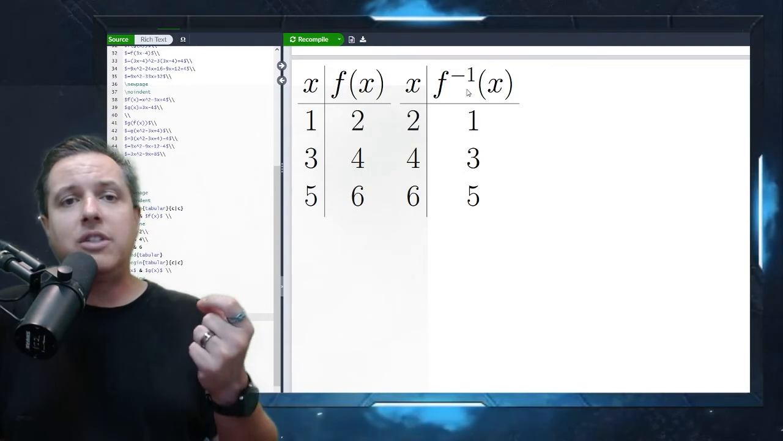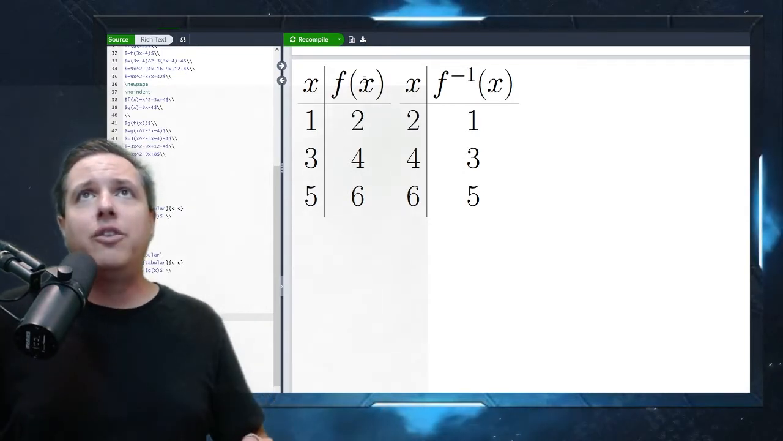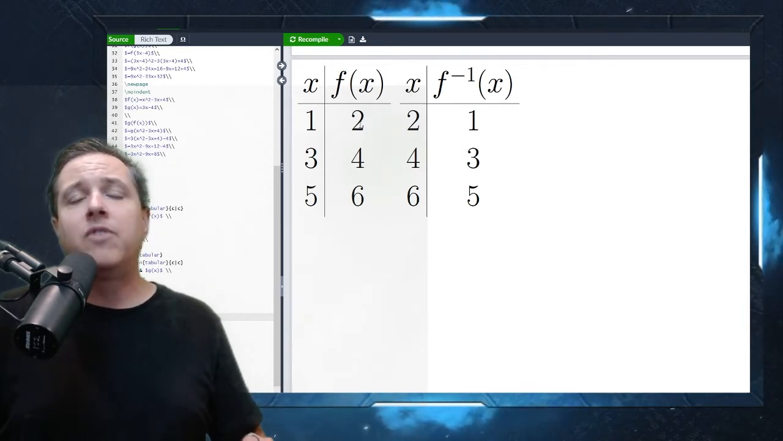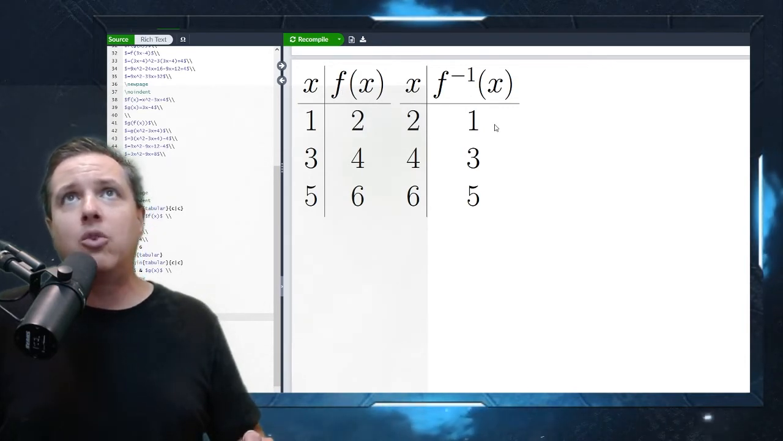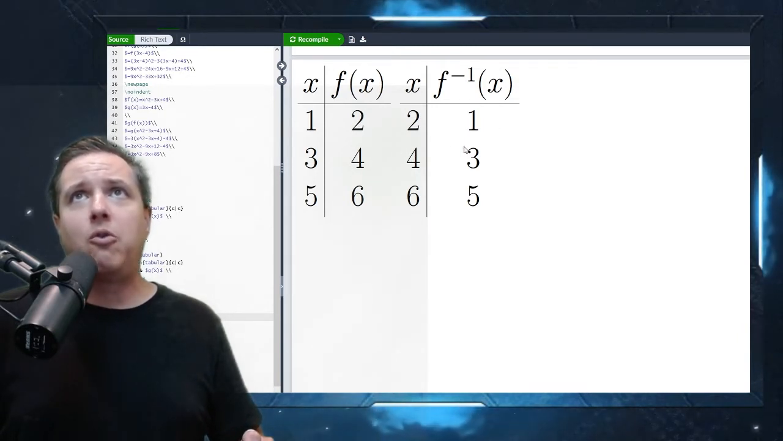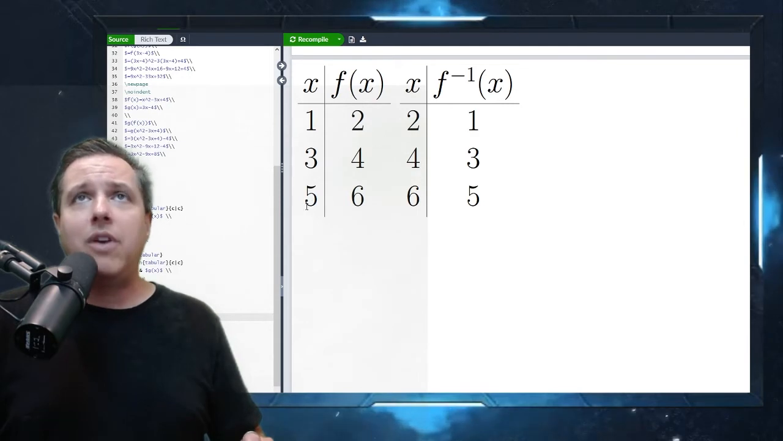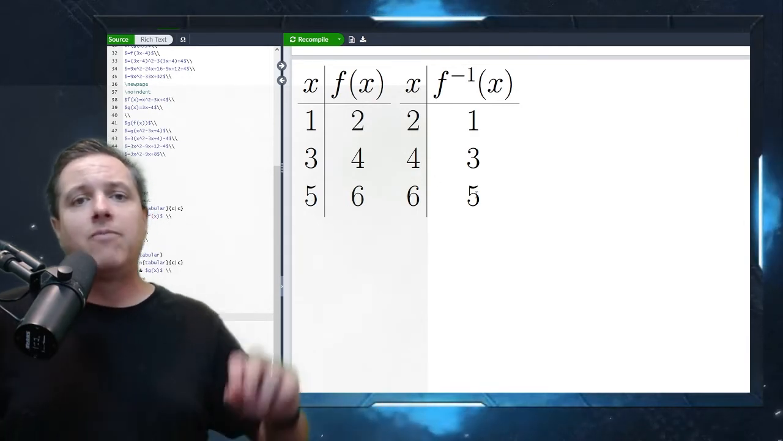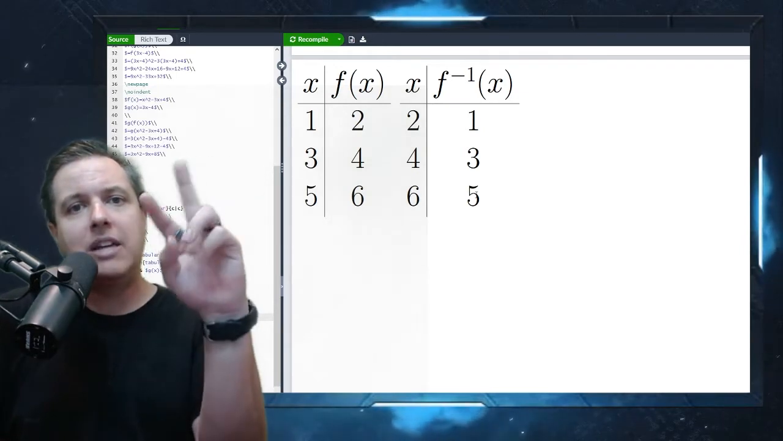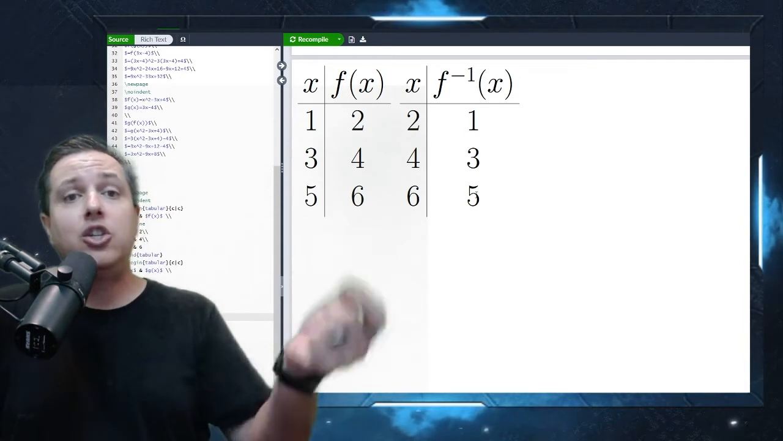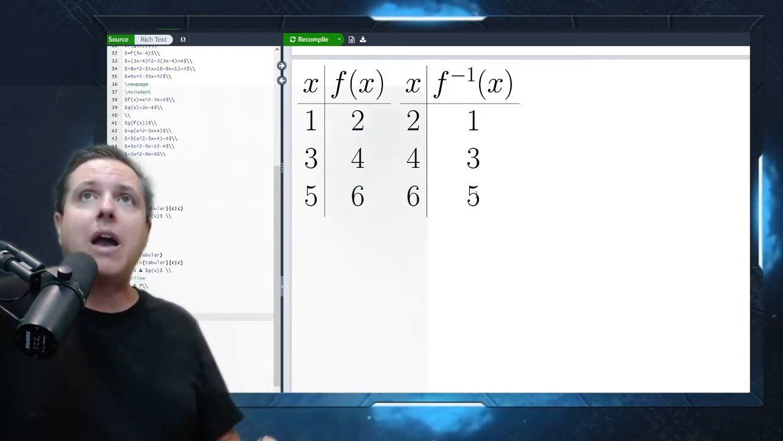Well, what f inverse is going to do is undo all the steps that were over here. So it needs to look like this. If f turns 1s into 2s, then f inverse better turn 2s back into 1s. If f turns 3s into 4s, then f inverse better turn 4s back into 3s. And if f turns 5s into 6s, f inverse has to turn 6s into 5s. So it's essentially just swapping the x's and y's, right? And we'll see that that actually gives us some symmetry geometrically in a minute when we look at the graph.